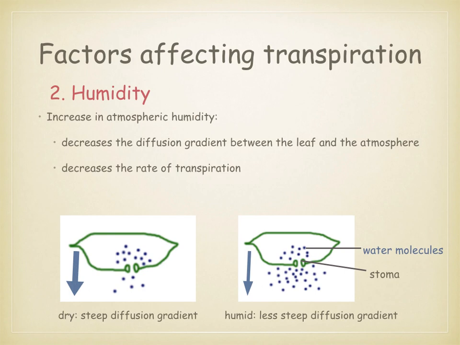So here you can see two leaves exposed to different environmental conditions. On the left, you've got dry condition. On the right, you've got humid condition. Notice how there's a steeper diffusion gradient on the left when the environment is dry compared to on the right when the environment is humid. So when you've got a steep diffusion gradient, the rate of transpiration will be faster.